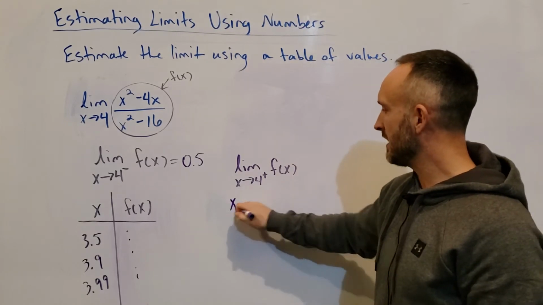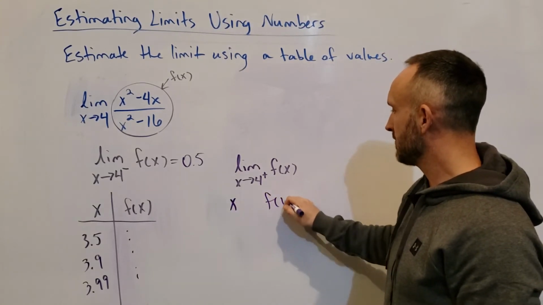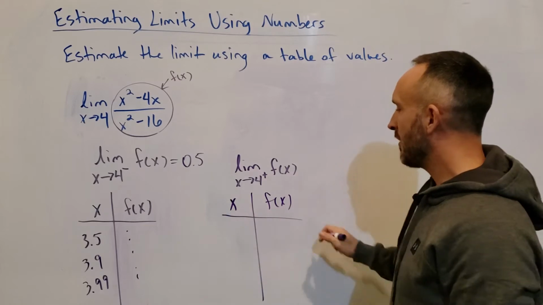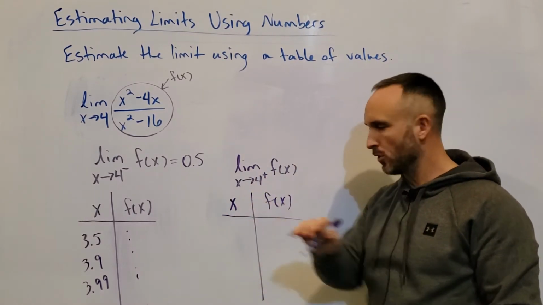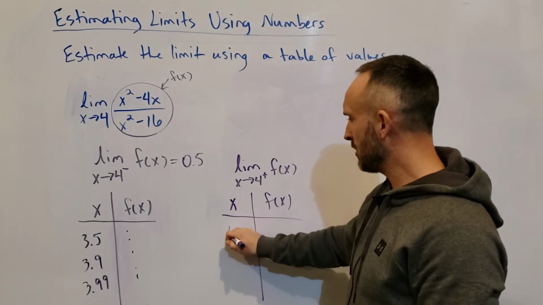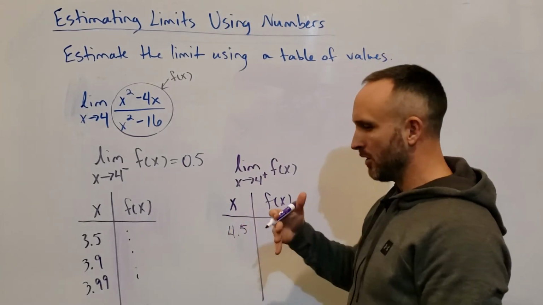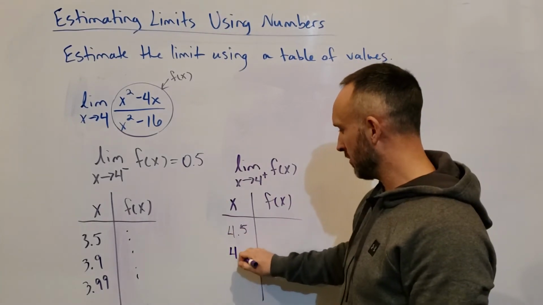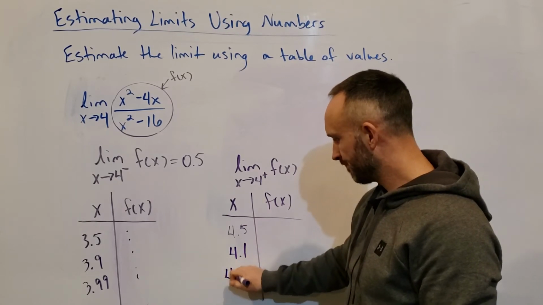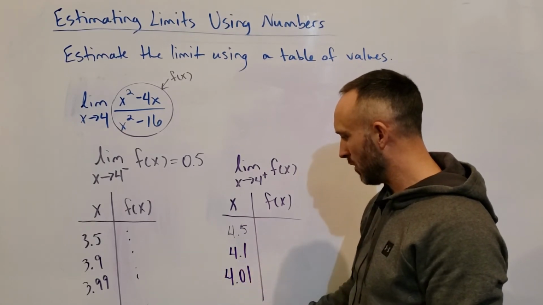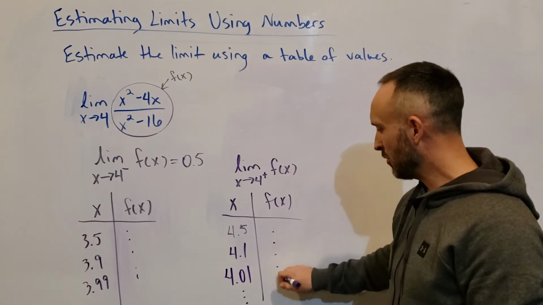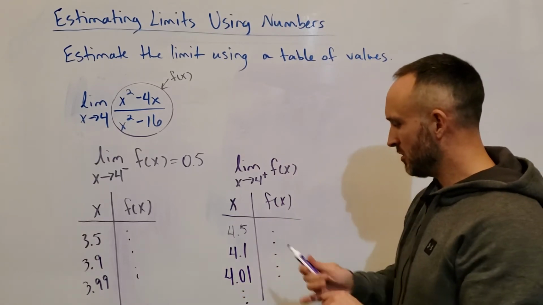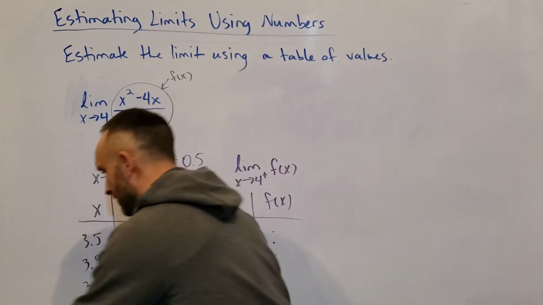Let's do the same thing for the right-sided limit. And now I need to pick x values that are bigger than 4 and getting close to 4 from the right. So maybe I'll use 4.5, and then I'll get closer to 4, so 4.1, 4.01, etc. Now we'll fill in the y values using the calculator again.